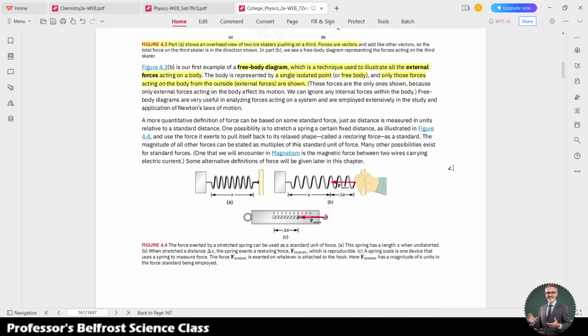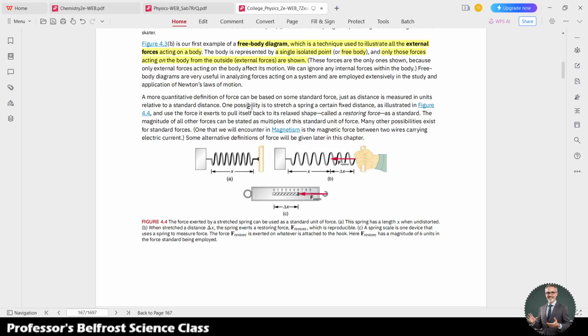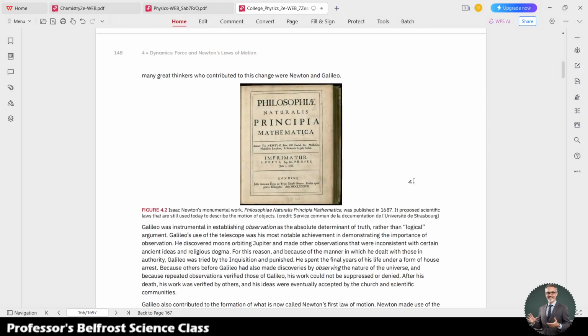A more quantitative definition of force can be based on some standard force, just as distance is measured in units relative to a standard distance. One possibility is to stretch a spring a certain fixed distance, as shown in figure 4.4. You see the force it exerts to pull itself back to its relaxed shape, called a restoring force, is used as a standard.